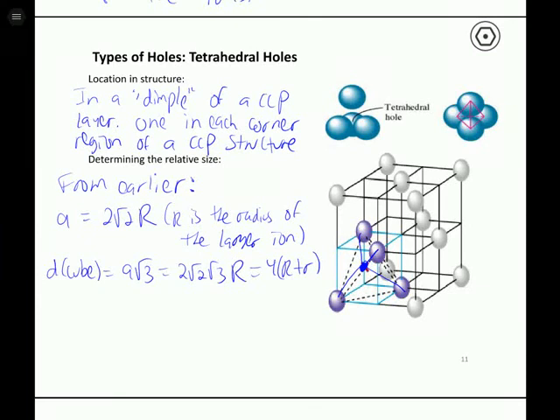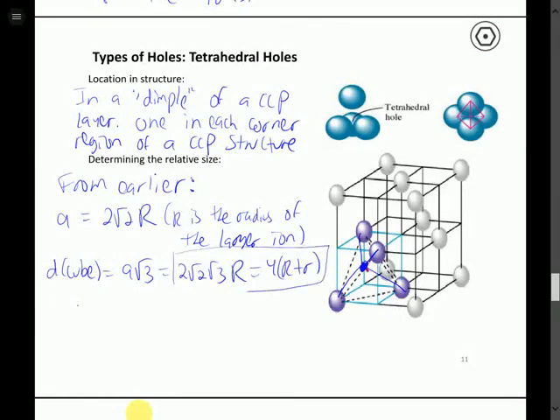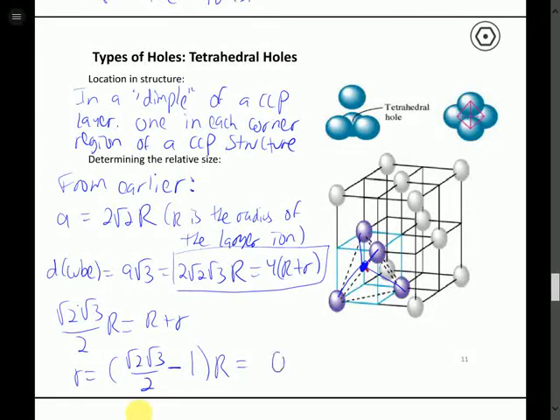So what that means is, if we rearrange the structure, we have a relationship here between big R and little r. And we're going to solve for little r in terms of big R. So radical 2 times radical 3 over 2 times big R is equal to R plus r. So we divide both sides by 4. And that means our little r is radical 2 radical 3 over 2 minus 1 times big R, which is equal to 0.225 R.